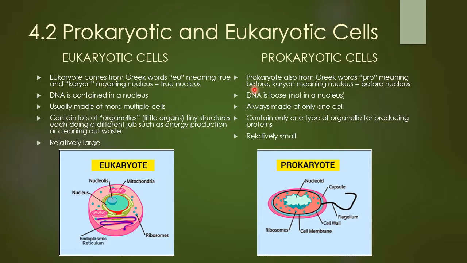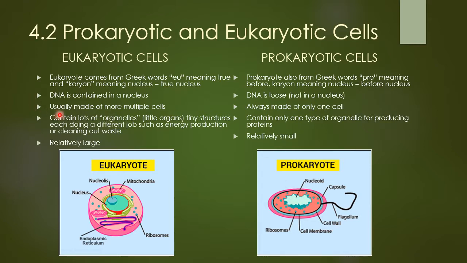If you were to look at a prokaryotic cell, or these bacteria cells, this comes from the Greek word pro, meaning before, and again, karyon, meaning nucleus, so it means before nucleus. So these were cells that did not have their DNA contained in a nucleus, or there's no membrane surrounding that DNA. And so what this means is the DNA just floats around loose inside the cell.